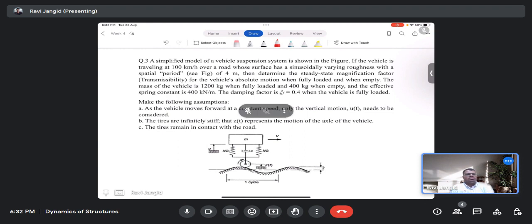Any doubt in this question for understanding? No doubt. Okay, so let's start solving it one by one.